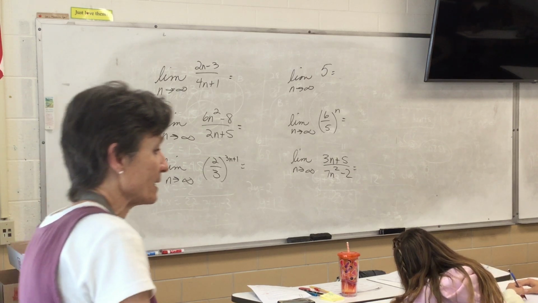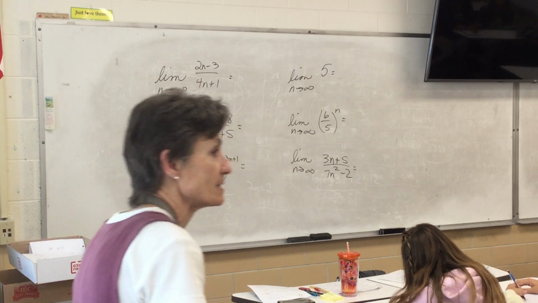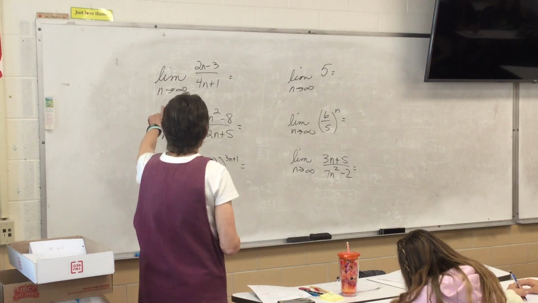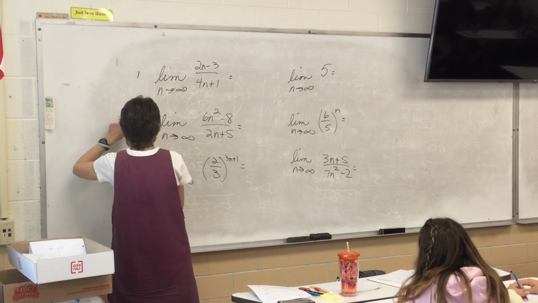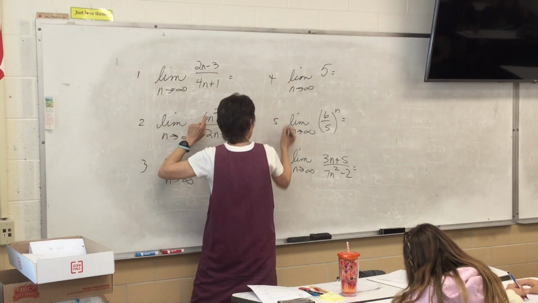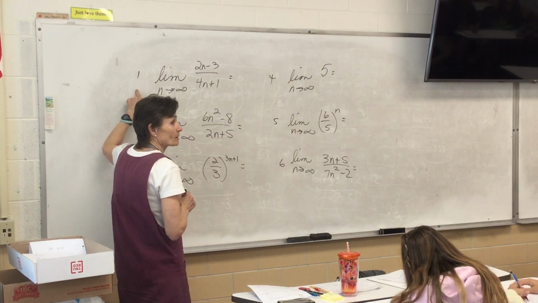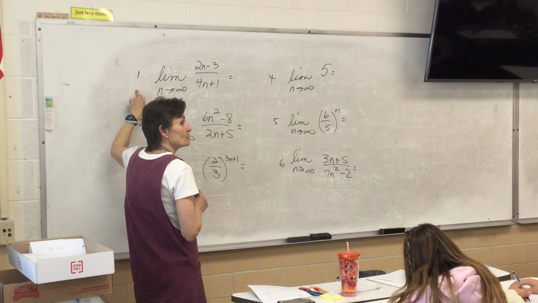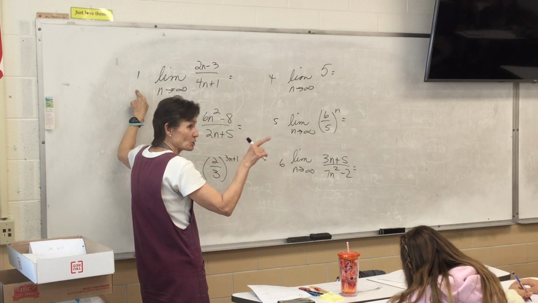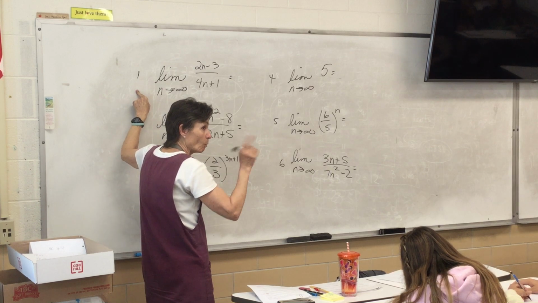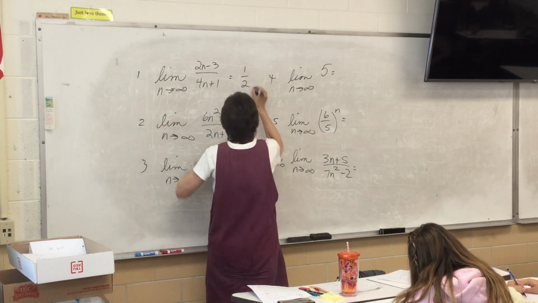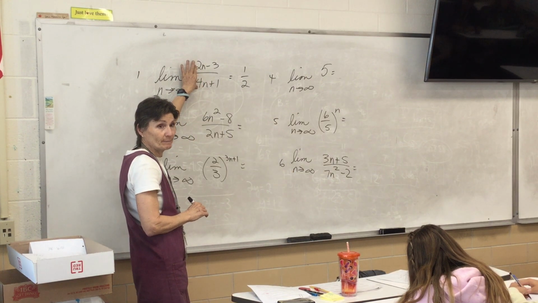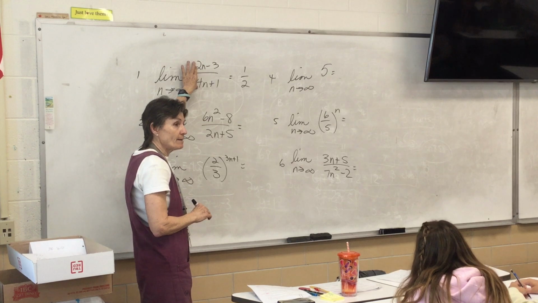Has anybody thought about an answer to any of these? Olivia, give us one. The top one, number 1? Yep. Since they both have the same amount of n's, it's 2/4, which we could actually reduce to 1/2. So everybody remember that little rule? 2n over 4n is 2/4, so 1/2.